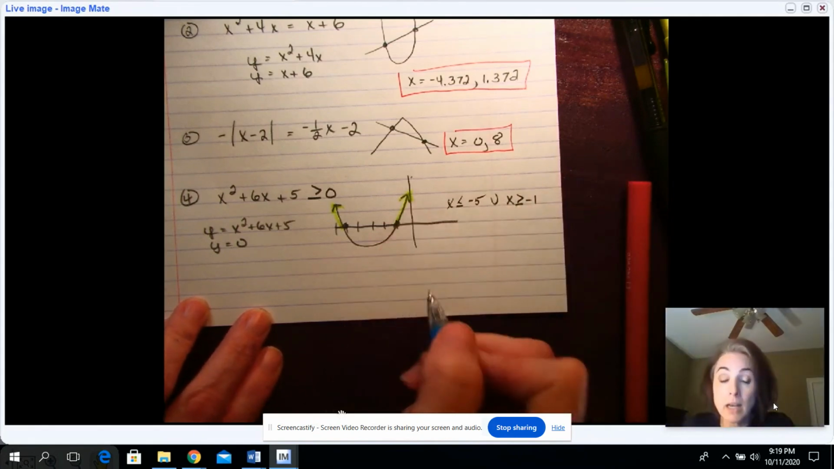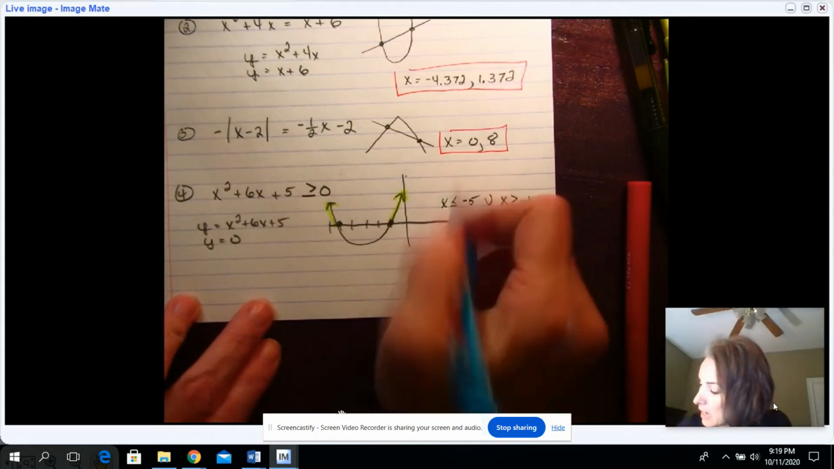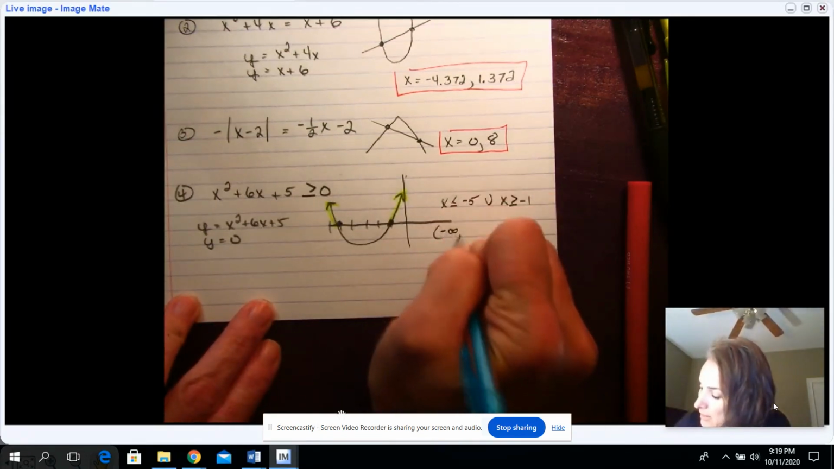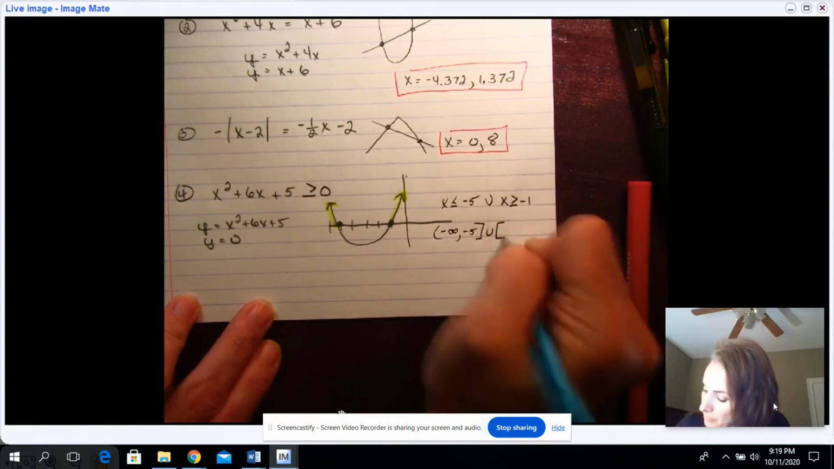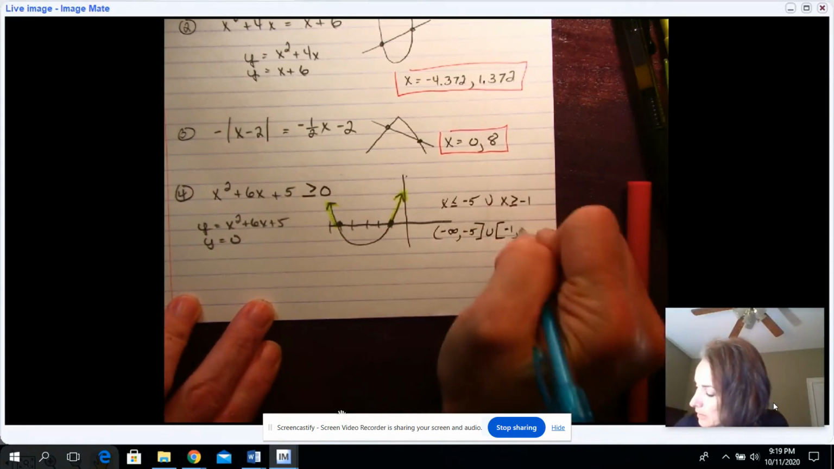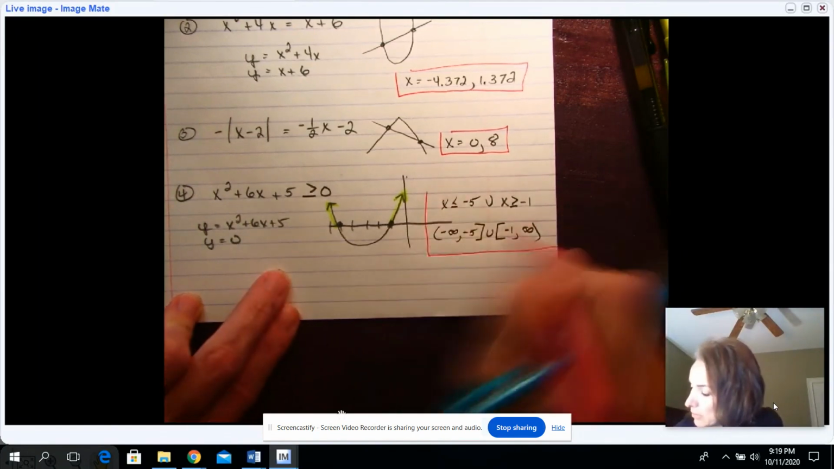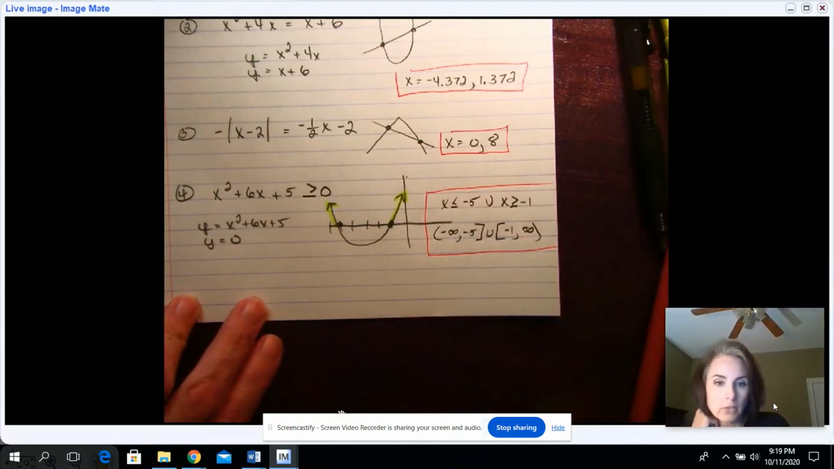To write it in, so that's using inequalities. My brain wasn't working. Okay, we could have also said -infinity to -5, and then -1 to infinity. You have to be able to write it in both, because sometimes they might ask for an inequality, sometimes they might ask for interval notation.